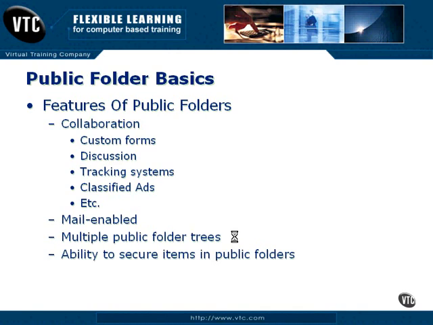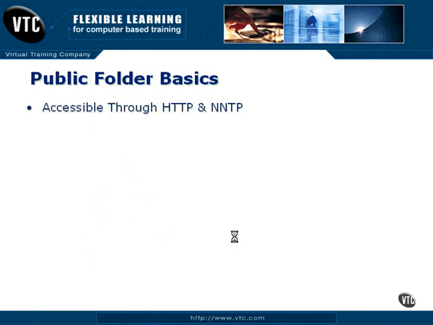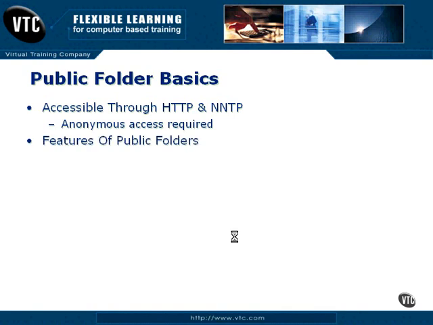Now, we can also secure public folders. We have total control over who can see them, what they can do. And then a really cool feature is these are web accessible, and we have file system access and sharing on these things. Now, we can access public folders either through our Outlook client or directly over the internet through HTTP and through NNTP, like a news group. Now, if you're going to use HTTP and NNTP, you have to apply anonymous access to them. There's some other ways around that, but we won't get into that here.